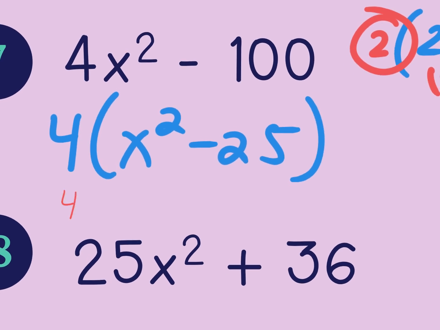Do I have the difference of perfect squares? Is x squared a perfect square? Yes. Is 25 a perfect square? Yes. Is there a minus sign in the middle? Yes. What are my two parentheses? X plus 5 and x minus 5. Or x minus 5, x plus 5. Good.